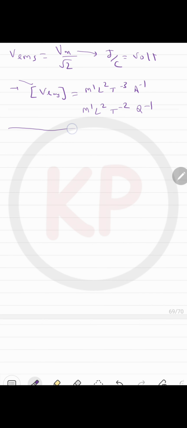Now let's see Irms. Irms is given by the formula Im by root 2, maximum value divided by root 2. Its unit is, obviously it is one of the 7 fundamental physical quantities, so therefore its unit will be ampere. Its dimensional formula will be A1.